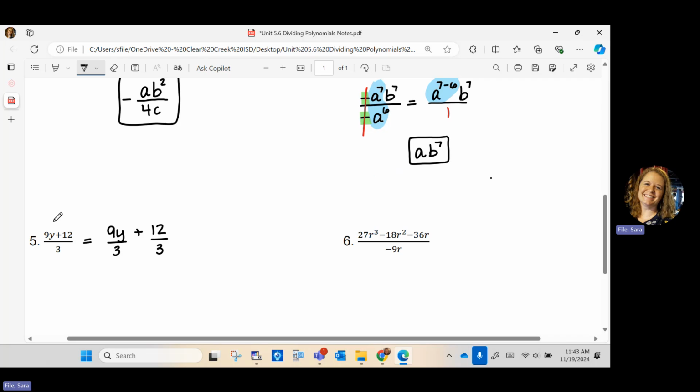But here, that plus sign changes this. So be careful. So 9 divided by 3 is 3, and then the y is still there. And then 12 divided by 3 is 4. And that's as far as we can take that.